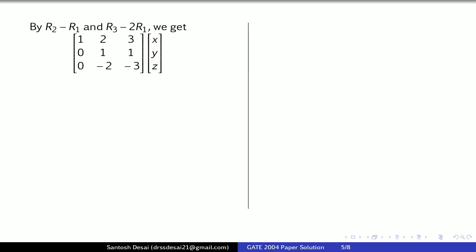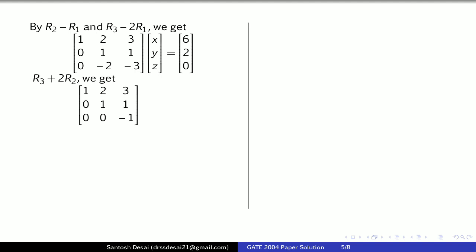Again x, y, z is as it is and equal to the RHS, where the first element is as it is, that is 6. Then we get 2 and then 0. Now by using the second element of the second row, we bring 0 in place of -2, and this can be done using the transformation R3 plus 2 times R2. So we get the first two rows as it is, and the third row takes the form 0, 0 and -1. Again x, y, z is equal to 6, 2 and 4. Now this is the required echelon form.